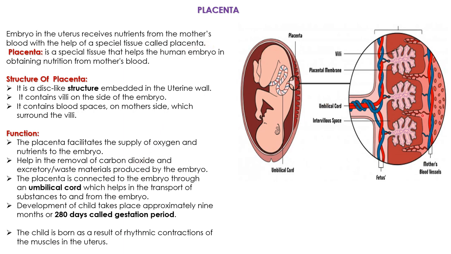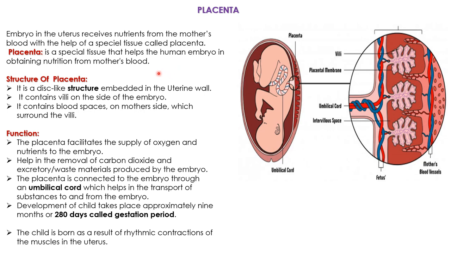Here you can see how the mother's blood is supplied. This part is the mother's blood vessels, which are supplying nutrients and oxygen to the child. Now what exactly happens? There are certain special tissues that form the placenta. These tissues are present in the uterus, and they form the placenta. The placenta is a special tissue that helps the human embryo in obtaining nutrition as well as oxygen from the mother's blood.